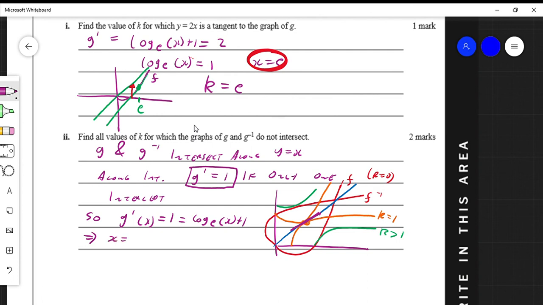So g dash of x equals 1, using our derivative we found before, this gives us x equals 1. Pretty clearly, just to make this part 0. And no other x value works for this. So we get x equals 1. So therefore, g of 1 equals 1, because it's along y equals x, equals 0 plus k. So k equals 1 for only one intersection.